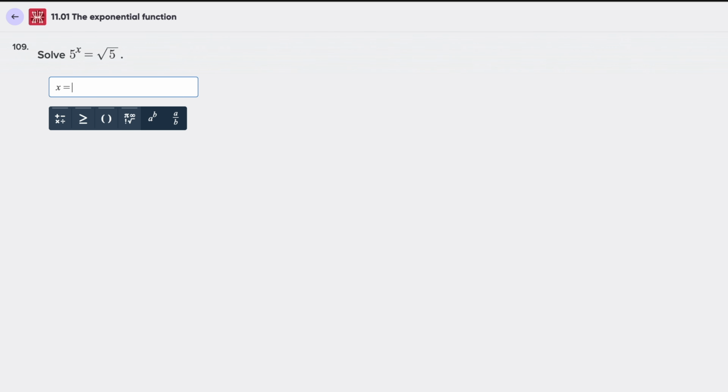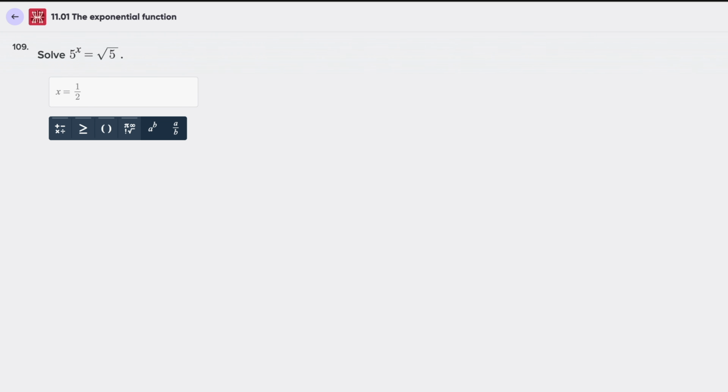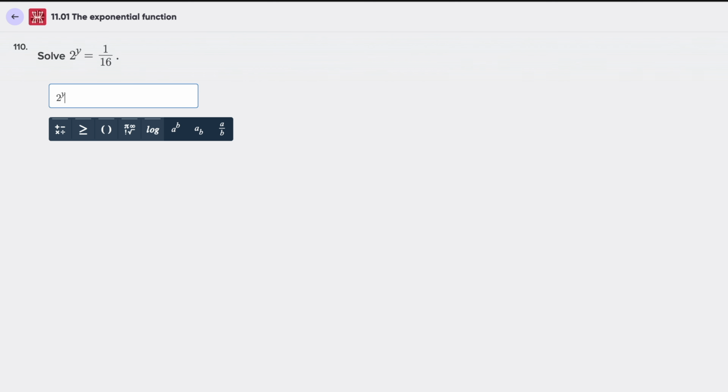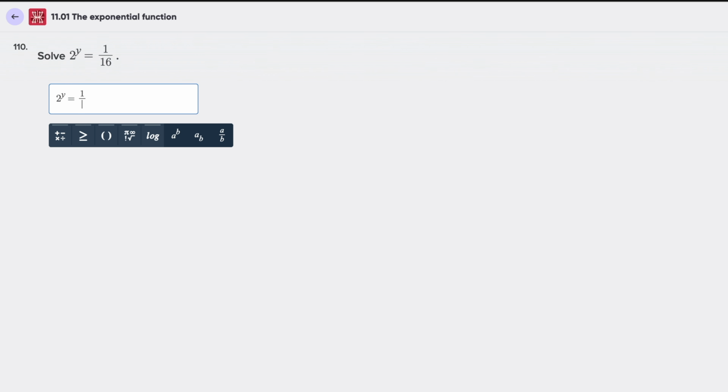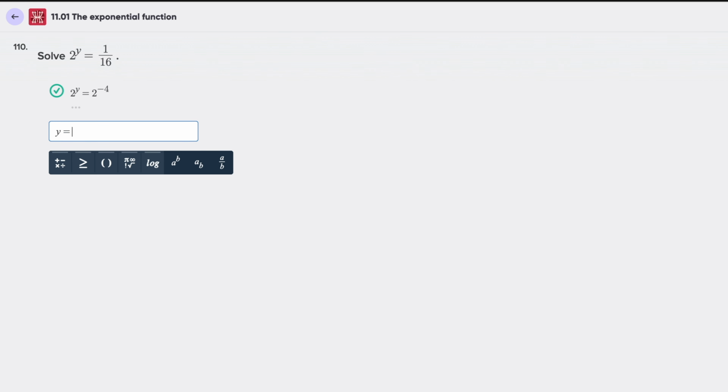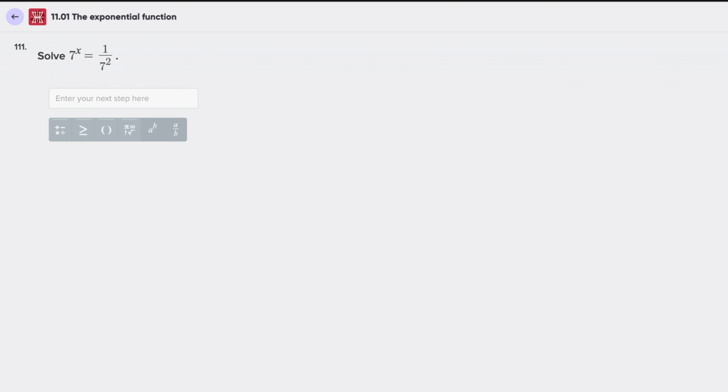Very easy. X is equal to 1 over 2, because the square root of 5 is the same as 5 to the power of 1 over 2, and we've got same bases, so exponents are equal to each other. 2y is equal to 1 over 16, which would become 1 over 2 to the power of 4, which would become 2 to the power of negative 4. Therefore, y is equal to negative 4. Again, pretty straightforward. X is equal to negative 2.